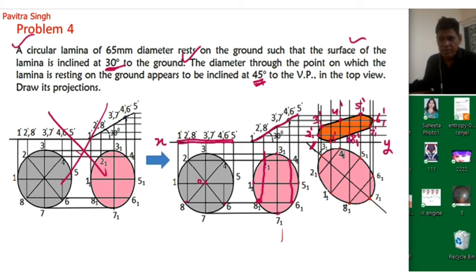Then we will get this surface which is projected in the front view, and this surface is inclined 30 degree with the horizontal plane, means with the ground, like this, and again it is inclined 45 degree with the vertical plane. So you can see this figure like this. So this will be the final figure. Okay, so this is this one.